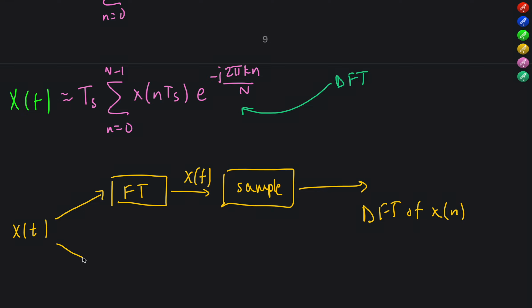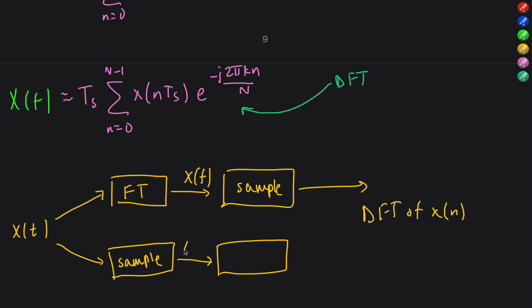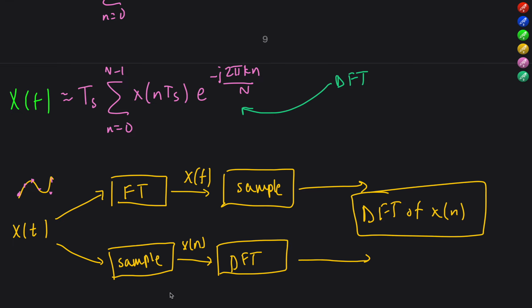I could also take another route, which is that first I could sample, then I could take the DFT. Once I sample, what do I get? I turn x of t into x of n. I turn my continuous signal into a discrete signal by sampling it. Now I can pass this discrete signal through a DFT, and boom, that's another way of getting out the same output, the DFT of x of n, in other words, big X of k.